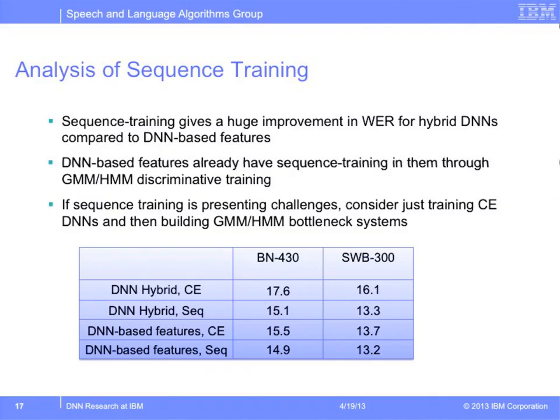But let's say you don't want to do sequence training. Sequence training can be difficult to implement. It's slow. So alternatively, you could just take a DNN trained with cross entropy, dump features there, and go through with GMM discriminative training. You can see you still get a very nice improvement over a DNN hybrid system. It's not as good as the DNN hybrid with sequence training, but it's not that far off. And if you do want to go ahead and do sequence training with the DNN-based features, you can, and it will come very close to the performance of the DNN hybrid system.